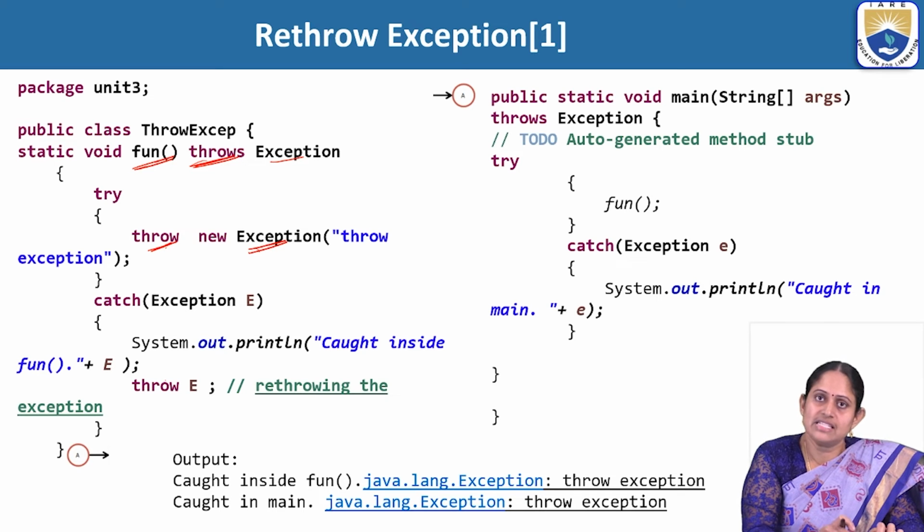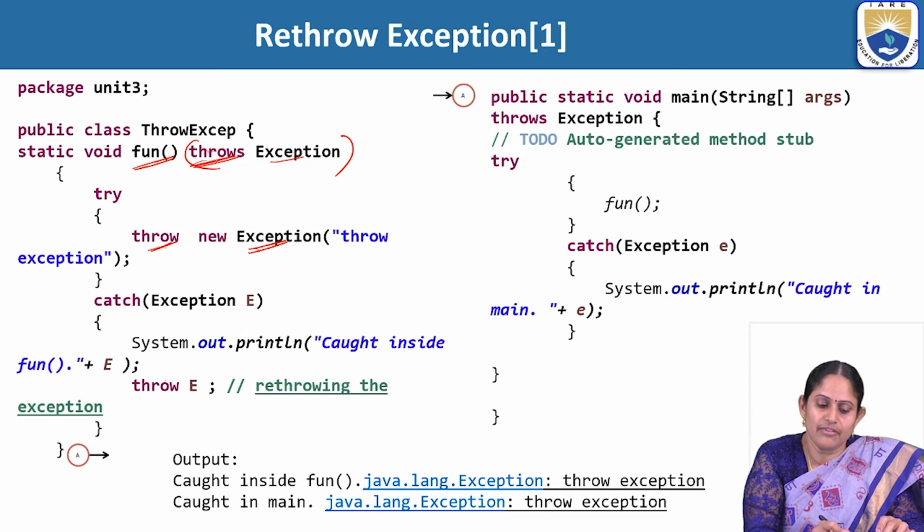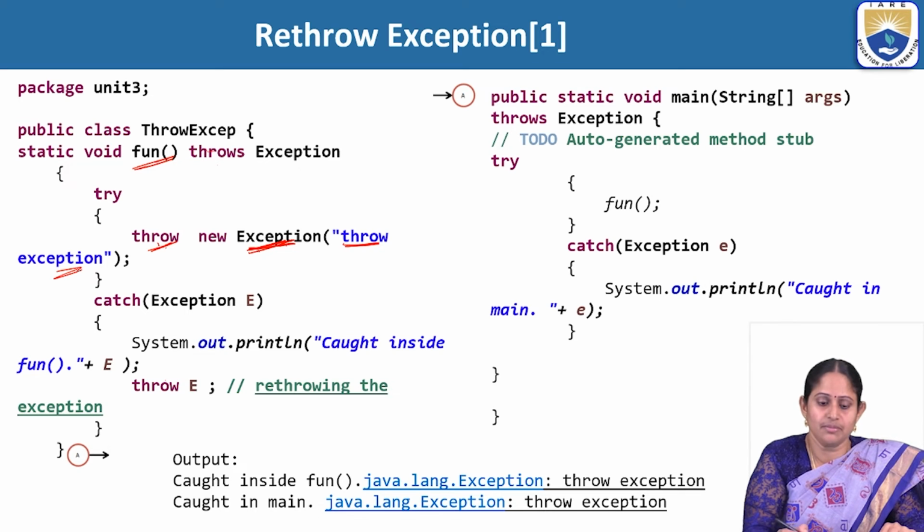Or else, if we don't use this statement, it will show a compile time error, because checked exceptions are checked during compile time. So if we have to use throws, we have to declare that exception before use. Inside this fun method we have a try block which is throwing the same exception using the throw keyword. So throw new exception, with this error message.